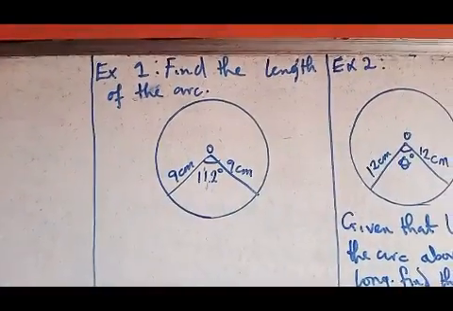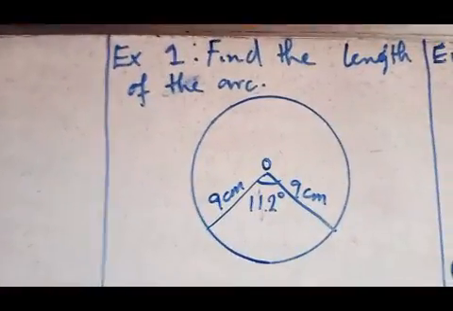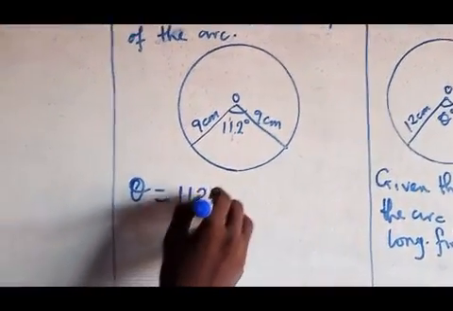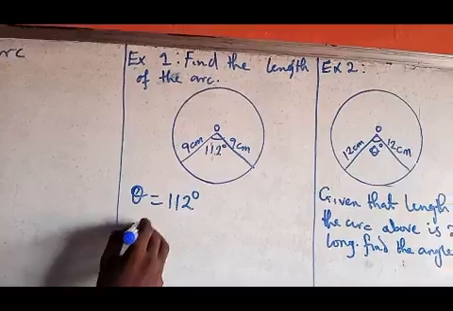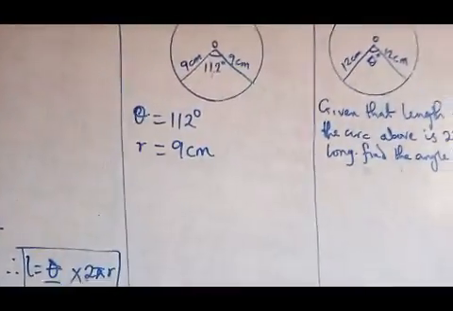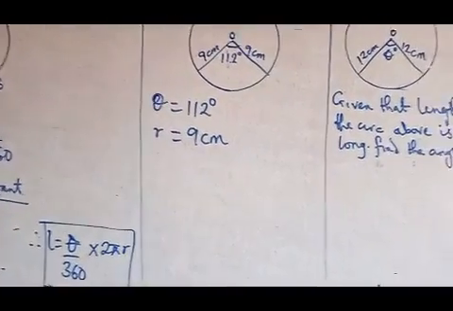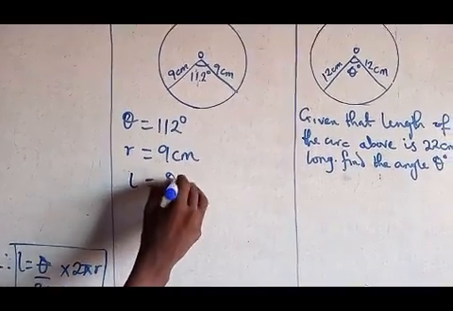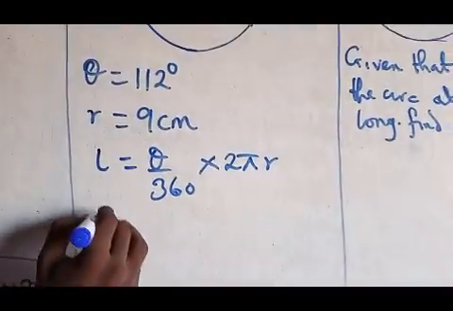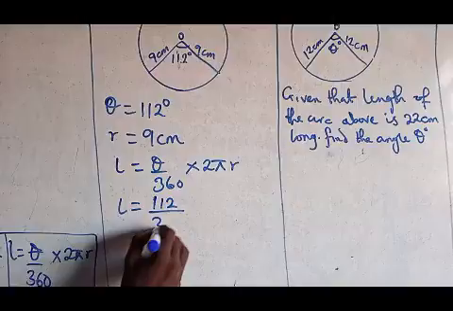We have a question here: find the length of an arc with the diagram that we have here. In this diagram, we have theta to be 112 degrees, and r to be 9 centimeters. So what will be my formula? It is very simple. My formula is the same thing I wrote here, which is L equals theta over 360 times 2 pi r. So I'm going to have L equals 112 over 360.